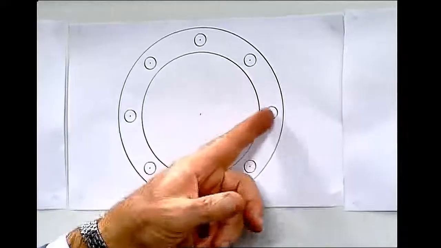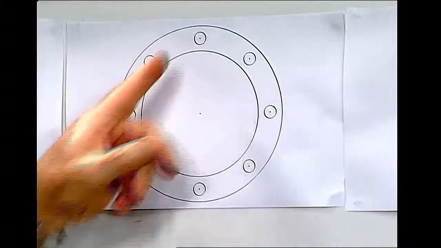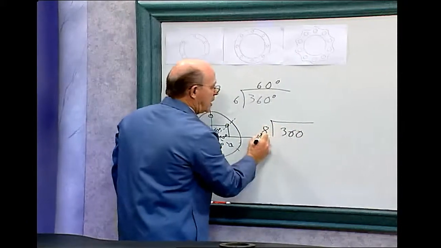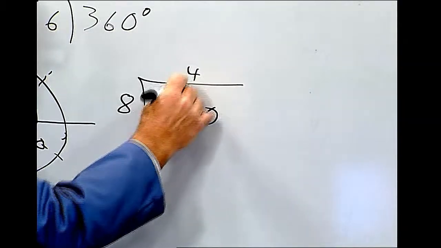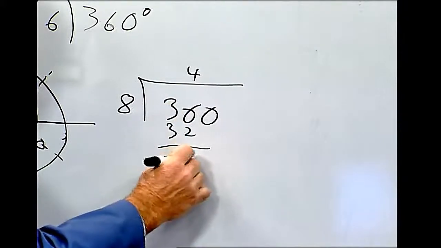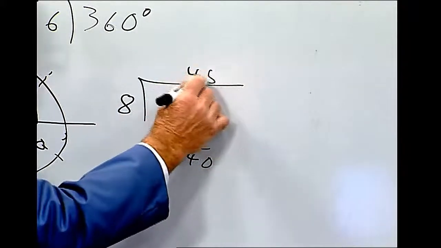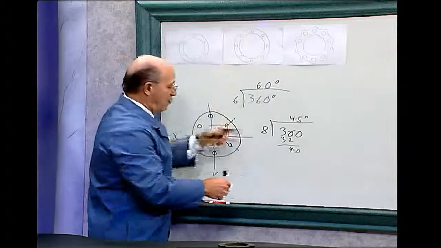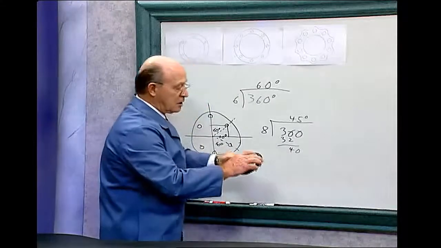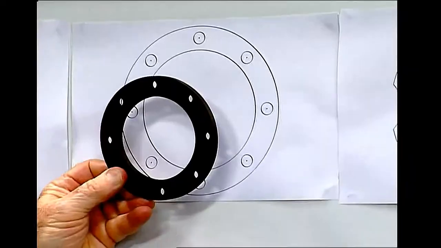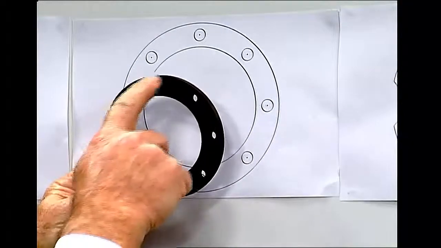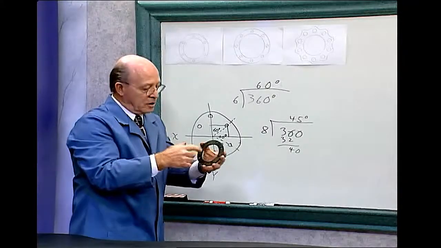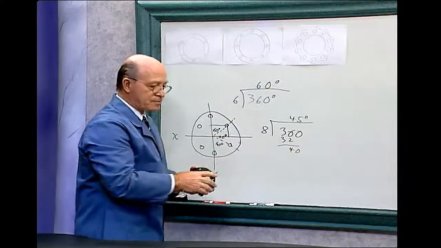This has 1, 2, 3, 4, 5, 6, 7, 8 holes. So that's 360 divided by 8. 8 goes into 36 4 times. That's 32. That's 4 left over. 8 goes into 40 5 times. So we know the angle between the holes is 45 degrees. And here's a part that we actually machine in our shop. This has 8 holes, 1, 2, 3, 4, 5, 6, 7, 8. And we have to know the angles. We have to trig it out to find out what the dimension is in the X and the Y.